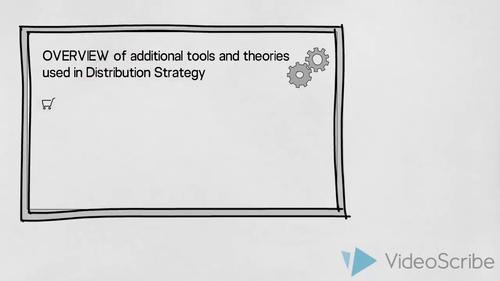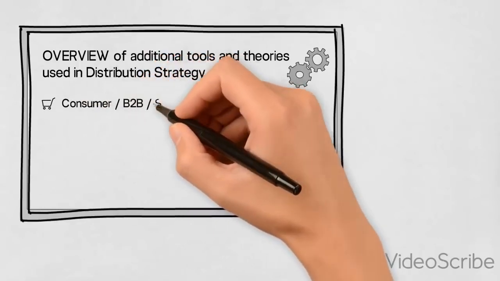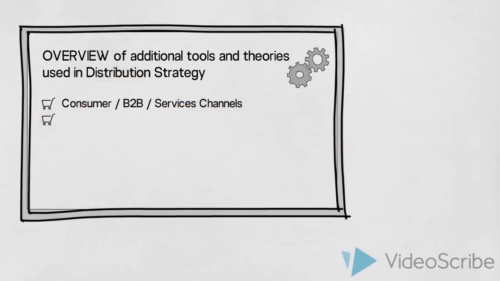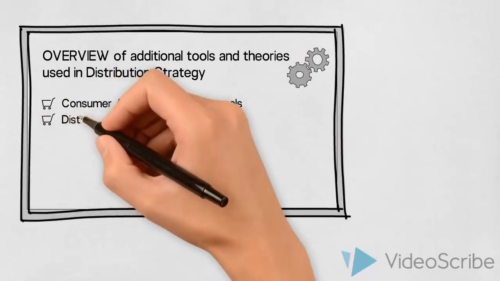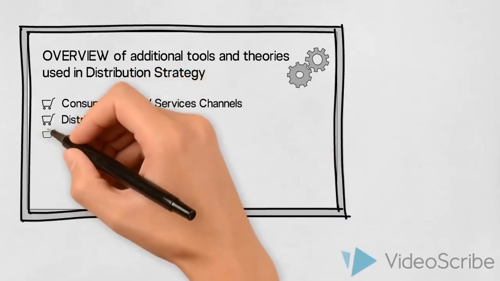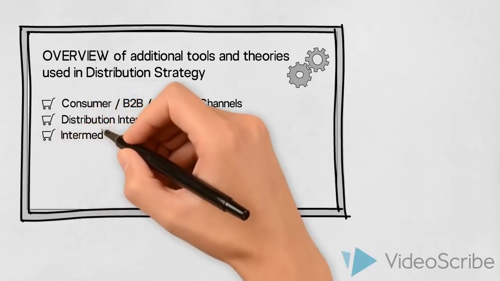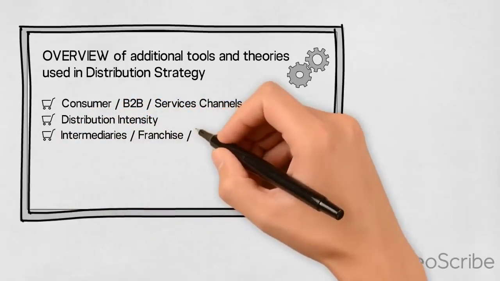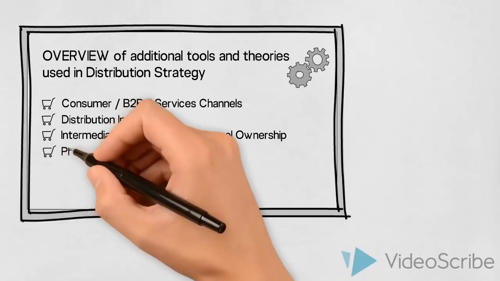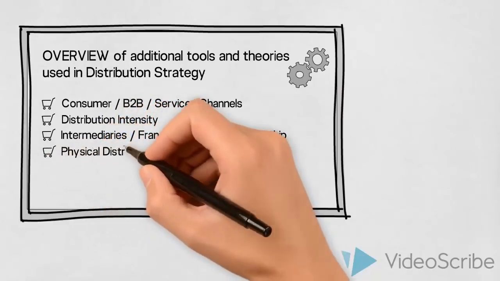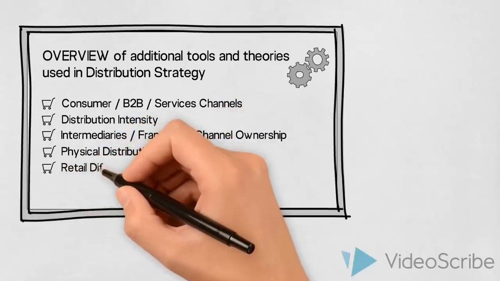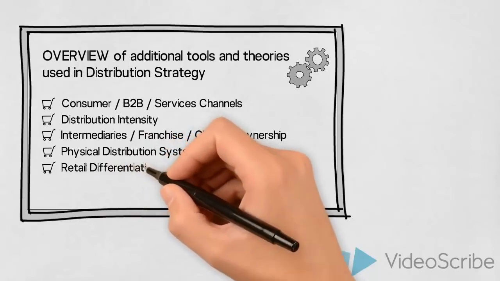We would determine whether we are dealing with consumer, B2B, and/or services distribution channels. Distribution intensity should be looked at. To what extent and in which context do we want our product or service to be available to the end consumers? Thirdly, we would consider whether to use independent intermediaries, setting up a franchise operation, or perhaps go for channel ownership. We should also look at the physical distribution system, which would include decisions on transportation of goods, inventory issues, and order processing procedures. If we're dealing with retail, we could also look at the process of retail differentiation.